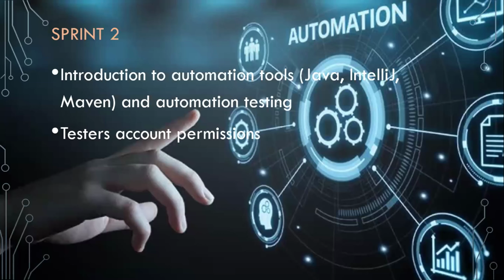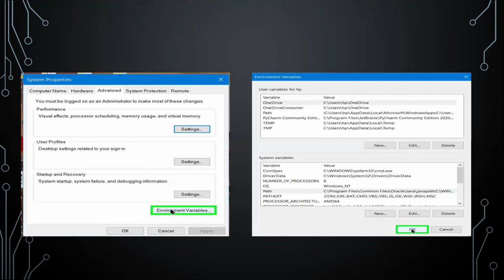Next was sprint 2, where we were introduced to automation tools, Java, Maven, and IntelliJ, and we were also given the testers account permission. In this sprint, I also wrote test cases and executed test runs on the Mentor Skill website. This shows the environment variables while setting up for automation.